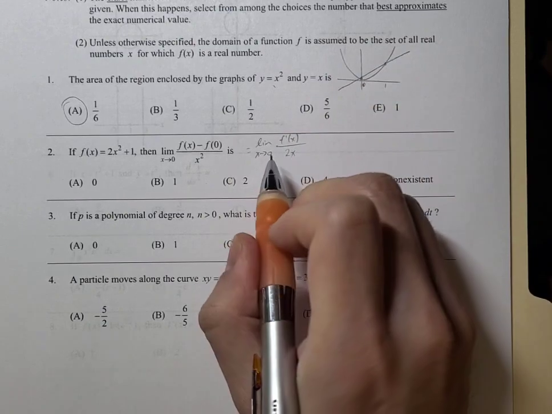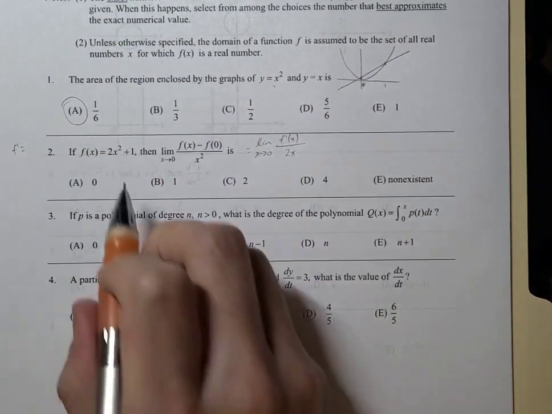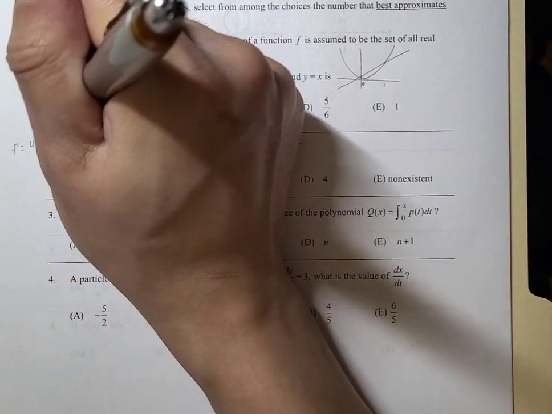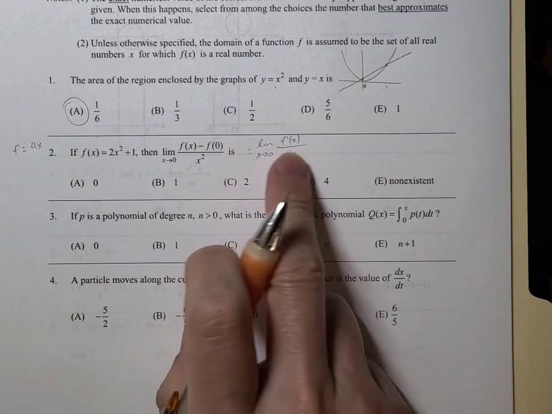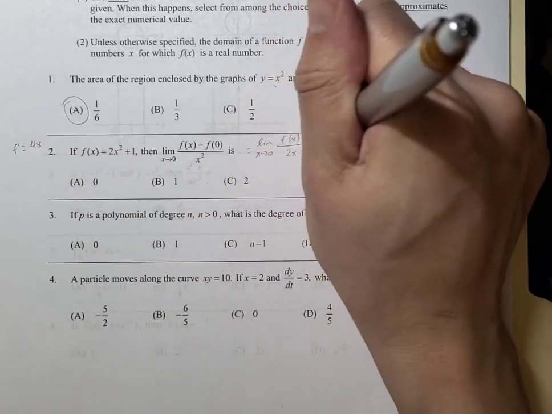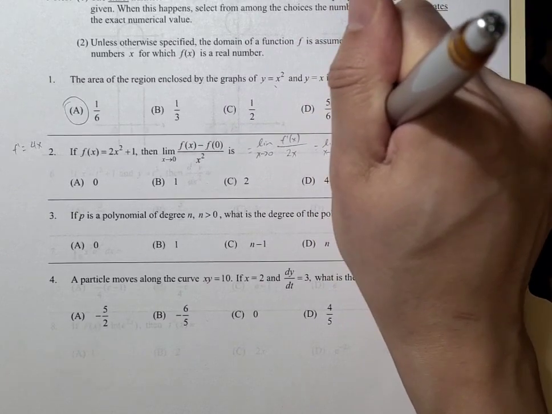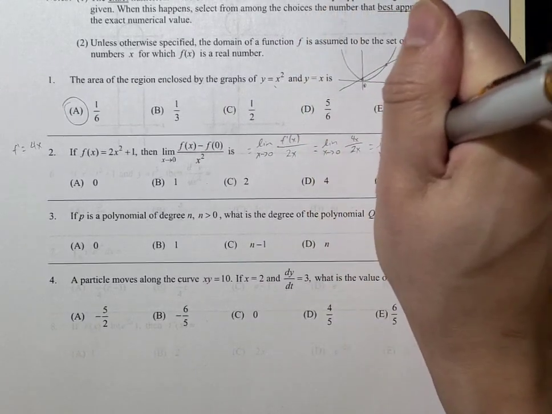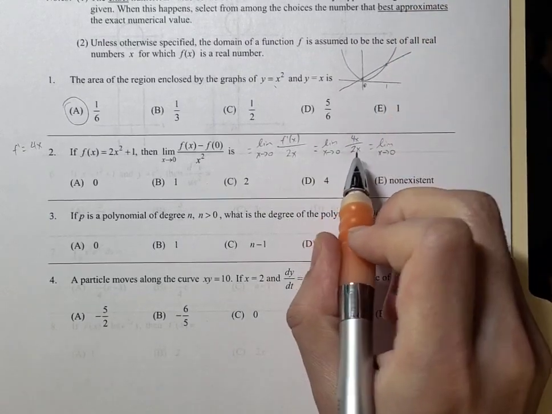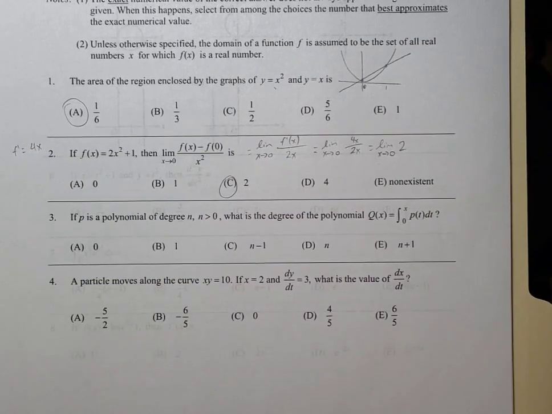So what is f prime? Let's do it over here. F prime is just 4x. Let's plug this in as f prime of x. So we would get the limit as x goes to 0 of 4x over 2x. This simplifies to a simple 2. So our answer is C.